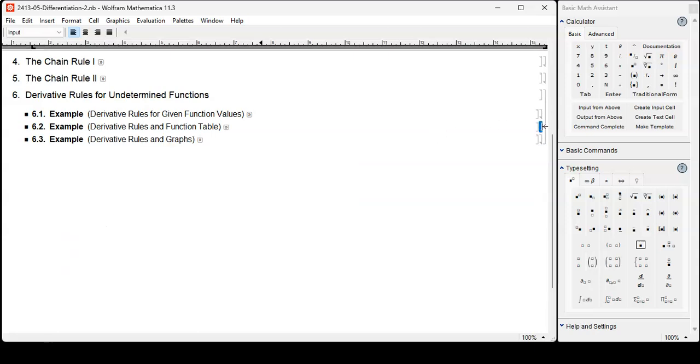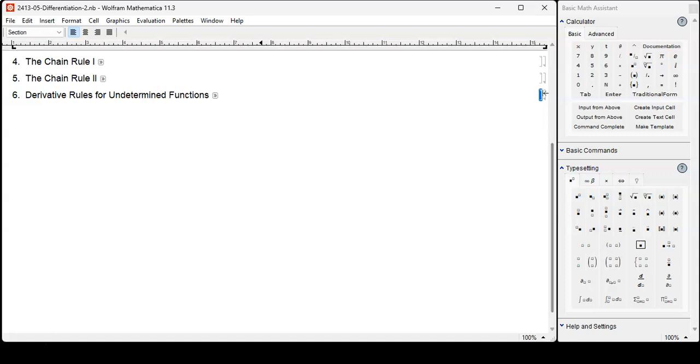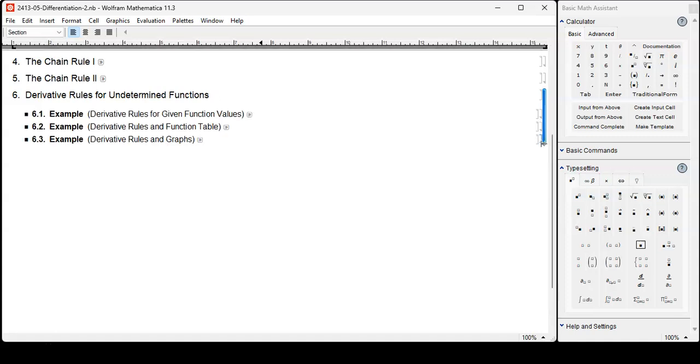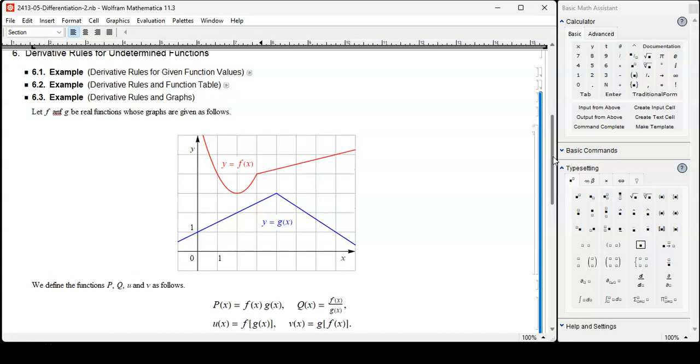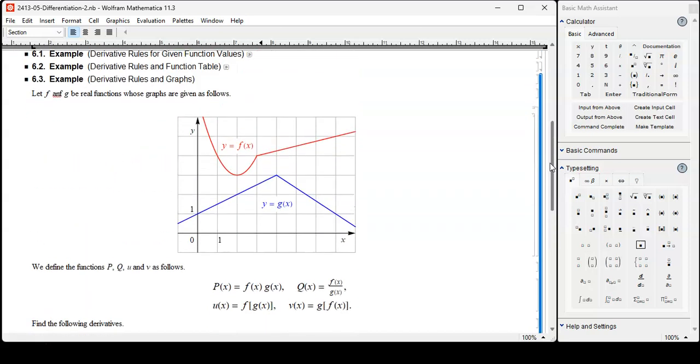Now let's do the same with graphs. Oh, sorry about that. Wrong cell. Okay, here we go. Alright, we have this graph. y equals f of x is this red graph. y equals g of x is this blue graph.